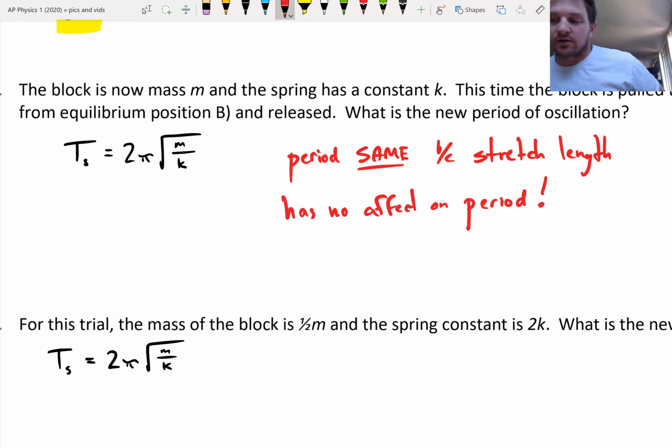So the period is the same because the stretch length has 0 effect on the period of the thing, right? If you pull it further away, there's going to be a greater force on it. It's going to make it go back quicker. It's going to always oscillate in the same period.